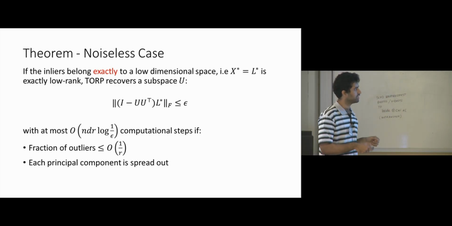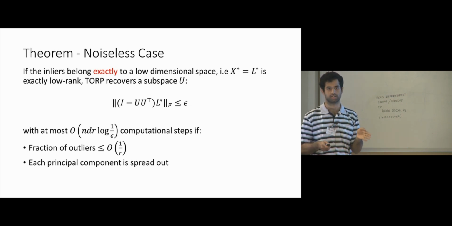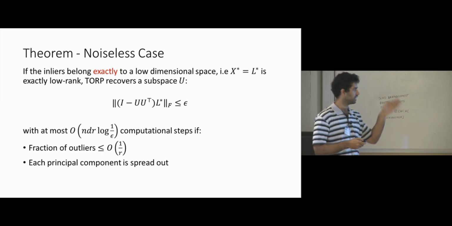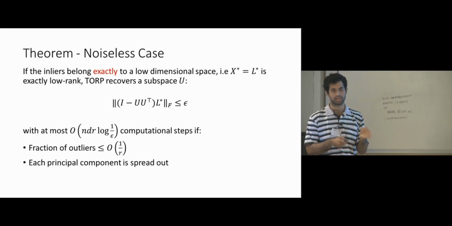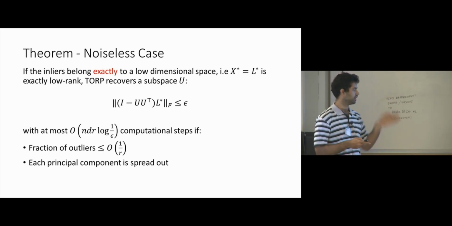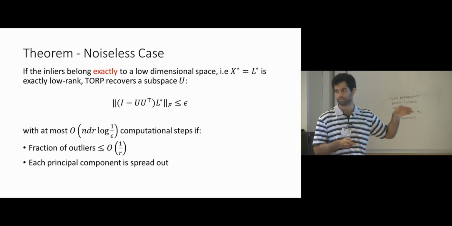And we also require that each principal component is sufficiently spread out. Because if this is not true, then you don't know if a component that you estimated is from the outlier set or if it's a true feature of your data.